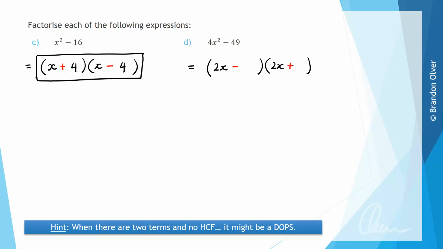And then DOTS says that we would have 2x, and we could do the subtraction in the first bracket and the addition in the second bracket. It doesn't matter what order you do that in because it's multiplication. And then we need this to multiply out to give 49. So we could have 2x minus 7 and 2x plus 7. And that would be the factorized form for part D.